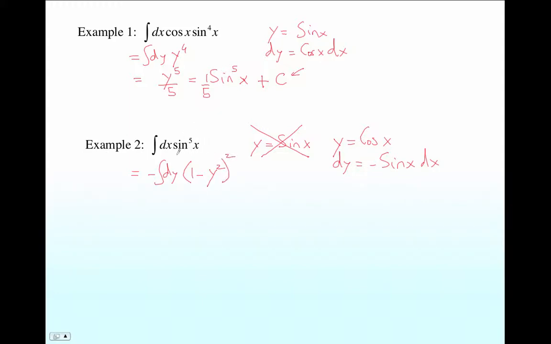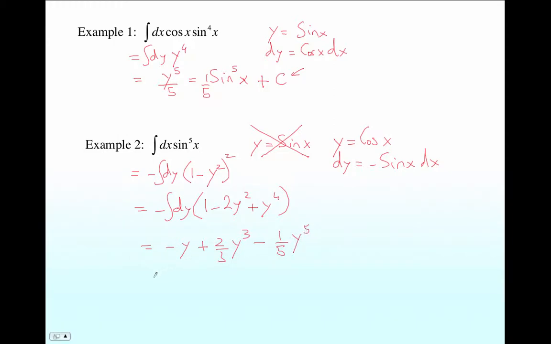So what I've done is replace sine to the power 4 with what's over here. Now it's very easy to do this integral. I can just open this up. This is 1 minus 2y squared plus y to the power 4, which when integrated gives me minus y, and then plus 2/3 y cubed minus 1/5 y to the power 5.